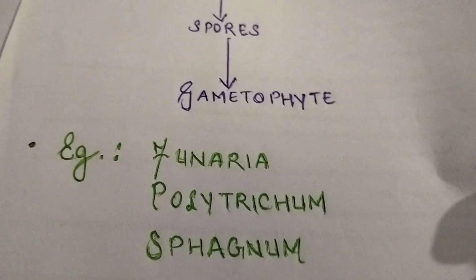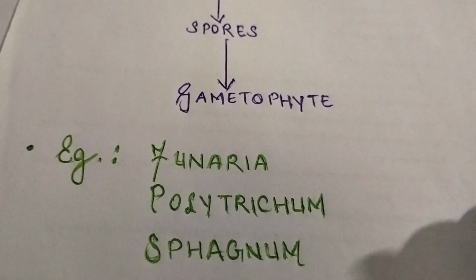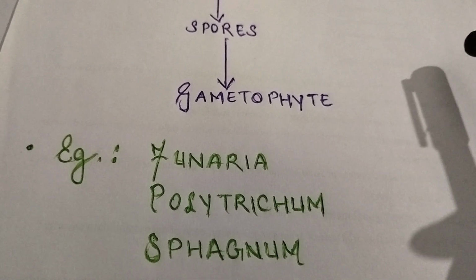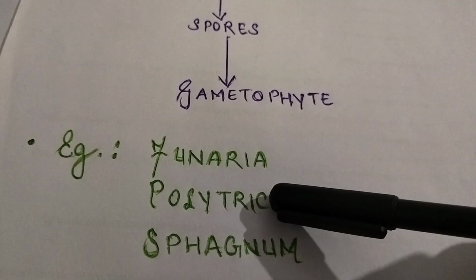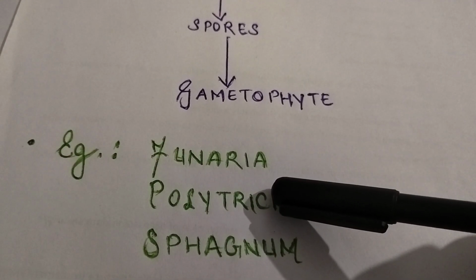Alright, some examples of mosses: Funaria, Polytrichum and Sphagnum. Many times I have told you to learn all these names. All these are asked in exams.